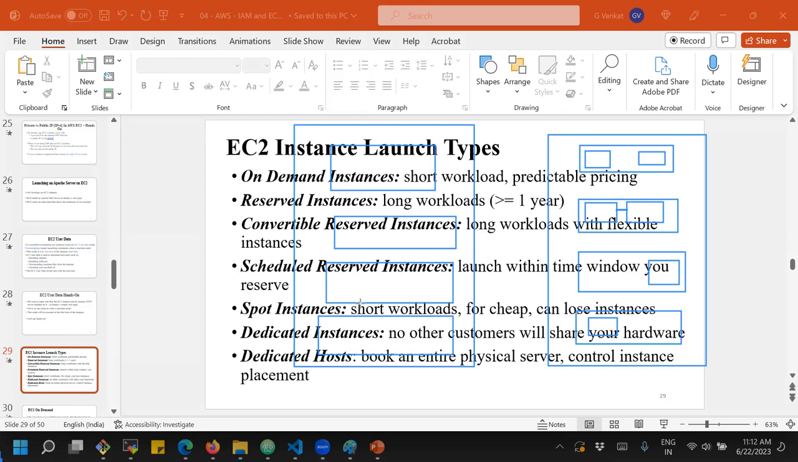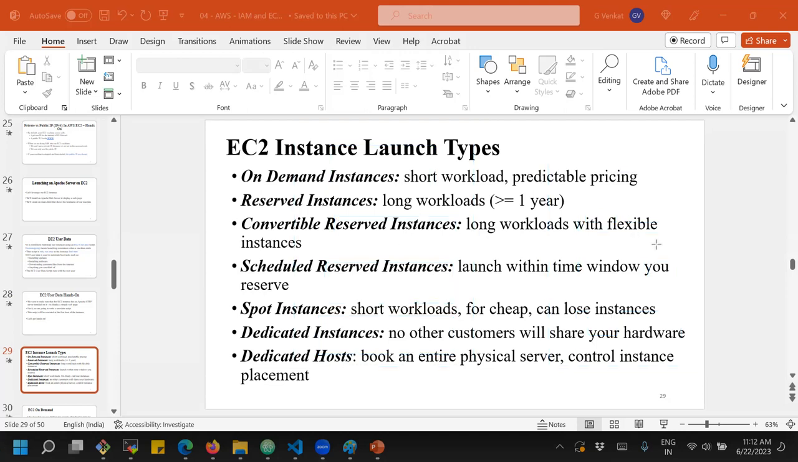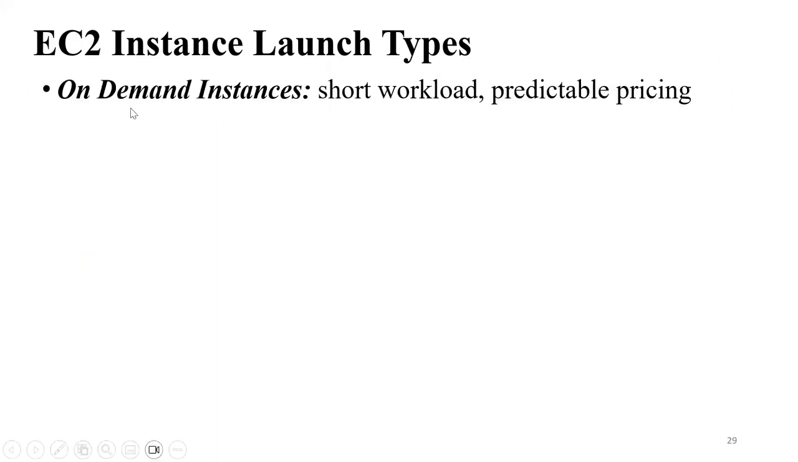Then what is the type of solution that is available from AWS? If I'm looking for dedicated hardware and placement control, then what kind of solution do we have from the AWS team? If you have all these kinds of problem statements from an application infrastructure point of view, then the AWS team provides different launch types. So what are the different launch types?